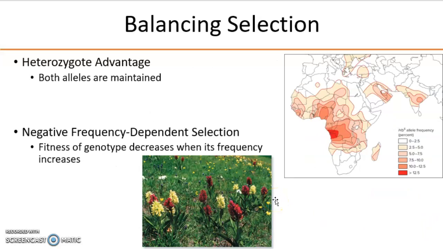Now, the negative frequency dependent selection gets to be a little tricky. And the idea is that the fitness of the genotype decreases when its frequency increases. Okay, so that's the negative part where we are moving in opposite directions. And the example given is on this elderflower orchid. And it's said that you have both yellow and red. And then they both have pollinators, bumblebees, okay, 2 different species.